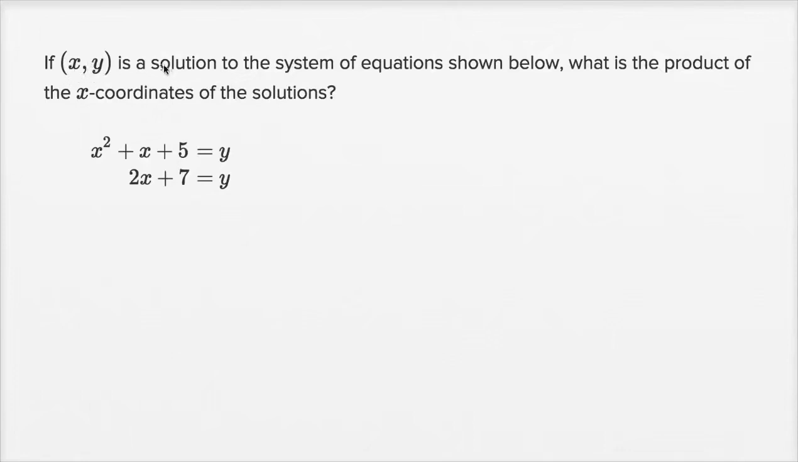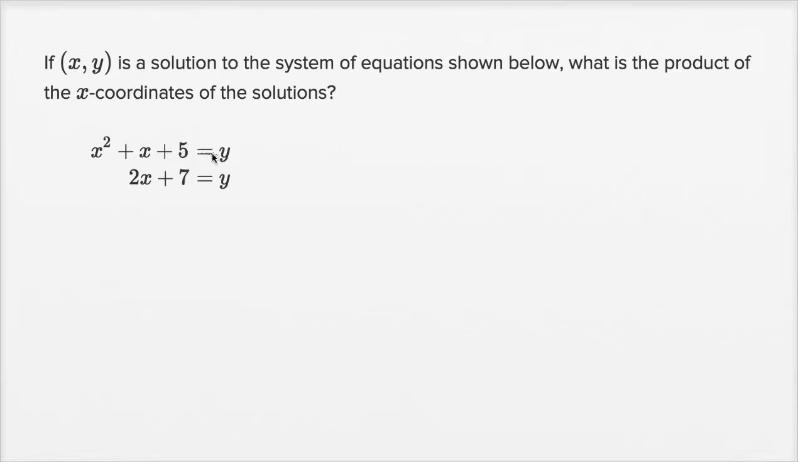If (x, y) is a solution to the system of equations shown below, what is the product of the x coordinates of the solutions? And this is a nonlinear system. This first equation is nonlinear. The second one is linear. But we want to find the solution, the (x, y) pair that satisfies both of these equations.